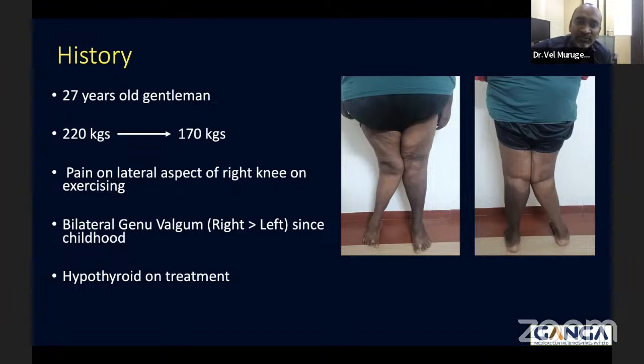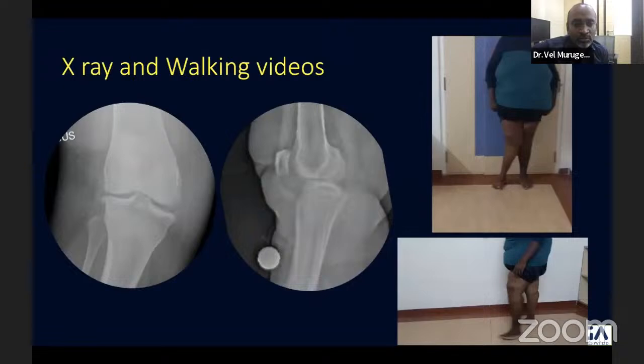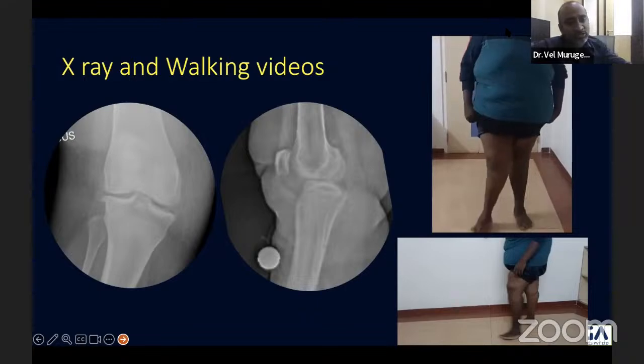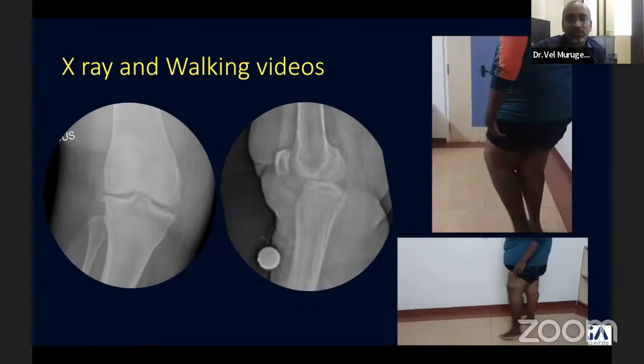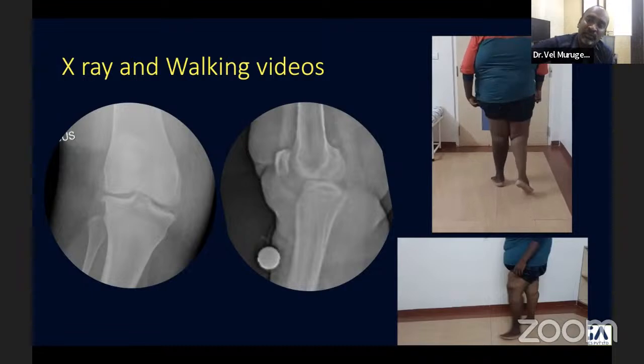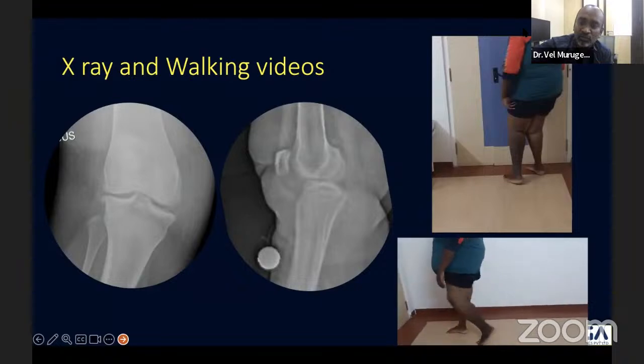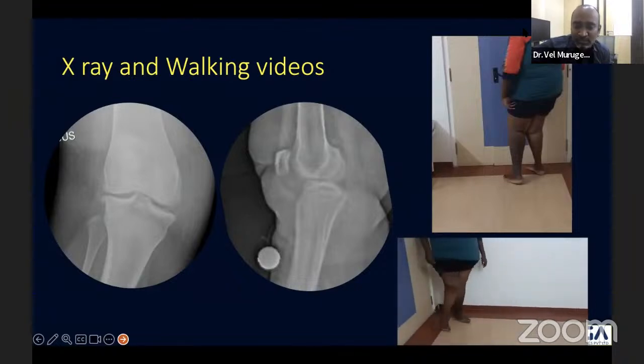However, as he was exercising, he felt more pain on the lateral aspect of the knee, more on the right side. Clinically, he had a valgus deformity of the knee on both sides. However, the right was symptomatic and more than the left. He was also hypothyroid. This is his X-ray, which shows lateral joint space narrowing and osteophytes on the lateral side, and the patella was not subluxated.